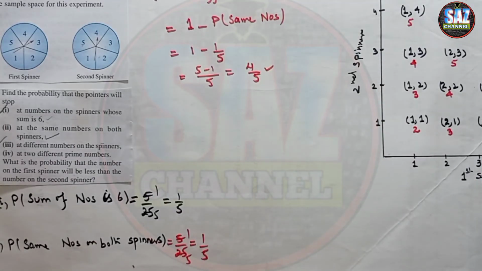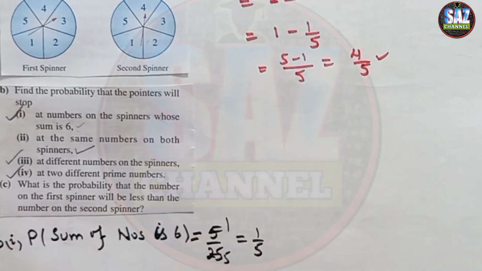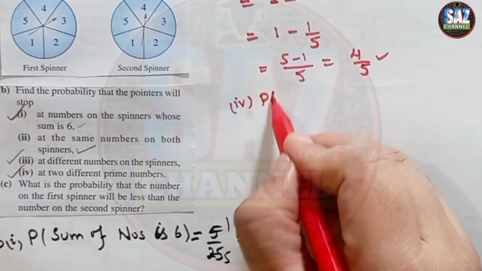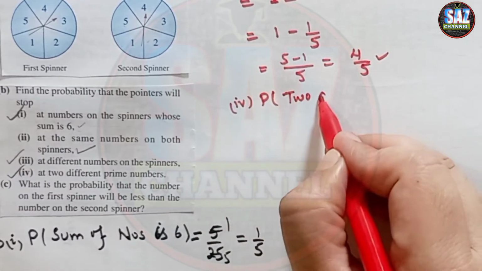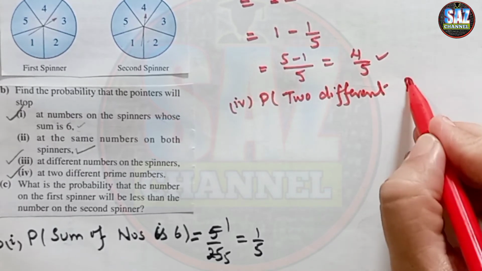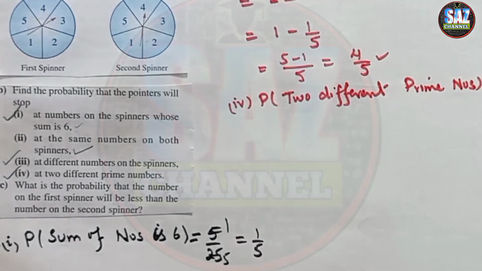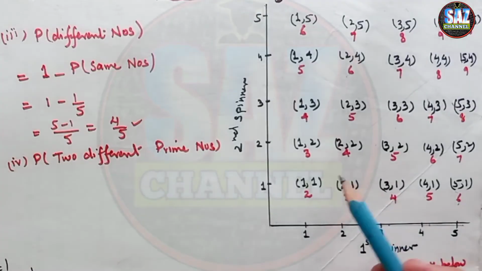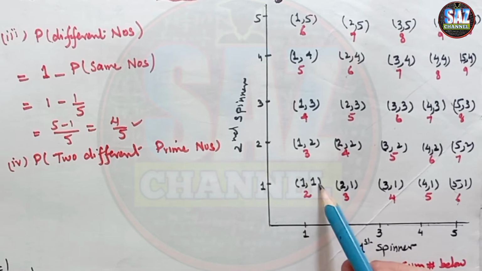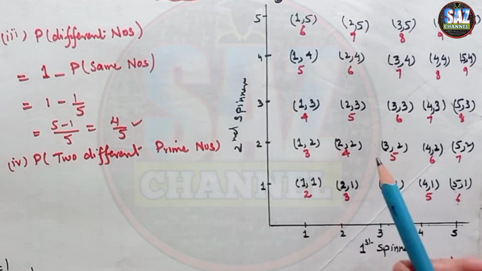And then the next part is add two different prime numbers. Okay, this is the fourth part. Probability of two different prime numbers. Okay, see how many chances are there where we are getting two different prime numbers. We have to be a little careful. Okay, one is not prime, so I'm not going to observe this column as well.